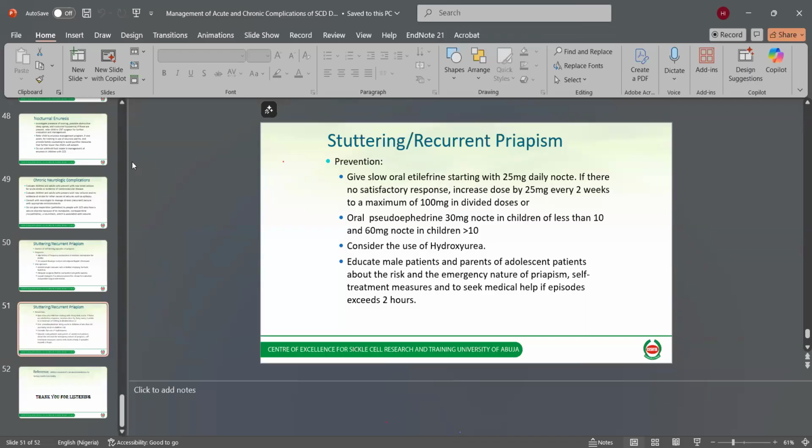So if it is severe pain, you go for morphine with maybe diclofenac, whether suppository or parenteral. Or if morphine is not available, you can use pentazocine with another non-steroidal anti-inflammatory agent. So that is the idea.